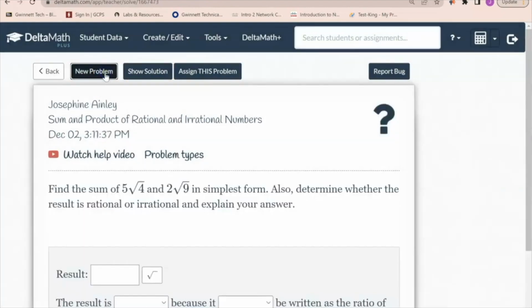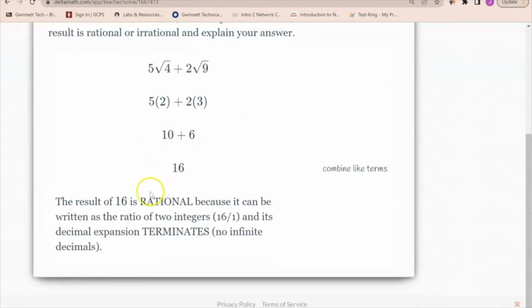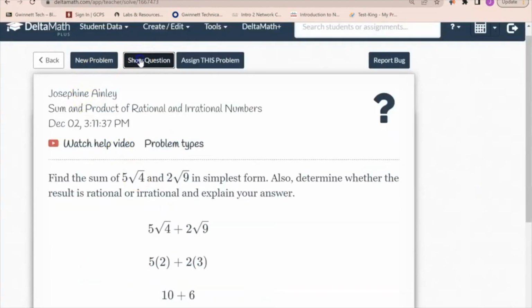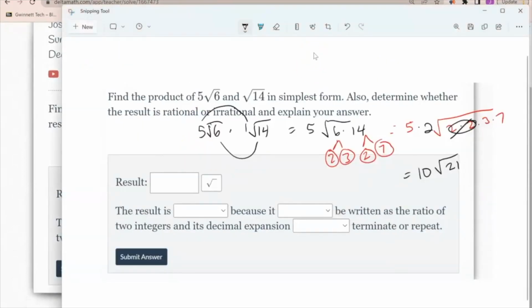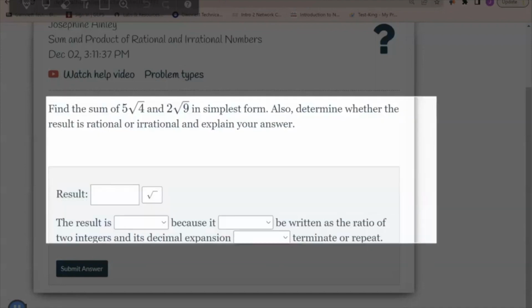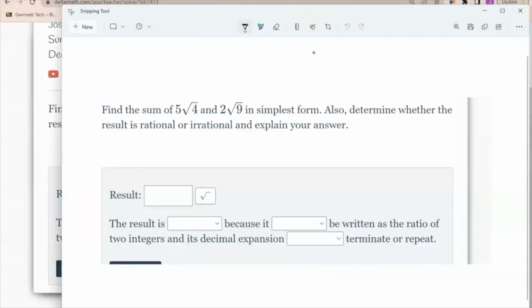Okay, I'm trying to find one that does so that I can do that question. New problem. So I'm going to kind of cheat. Okay, here's one. All right, so let's do this one. All right, so I want to show you one that is rational. Once again, this is the sum. So be careful that it's going to keep changing.